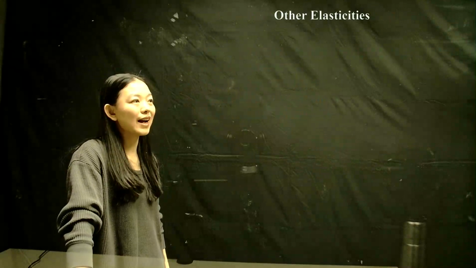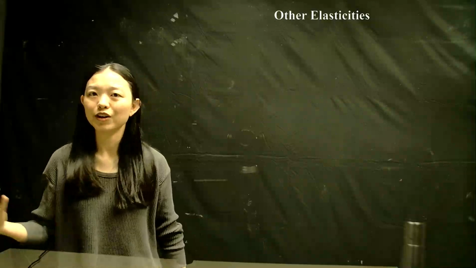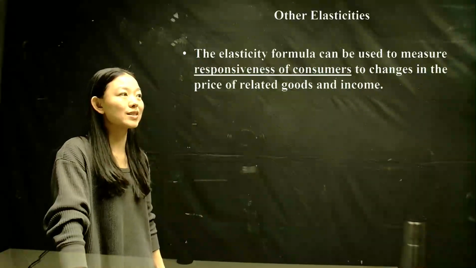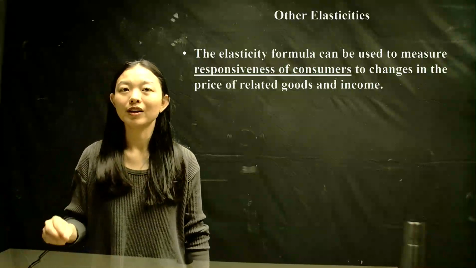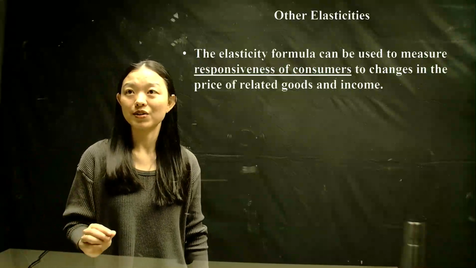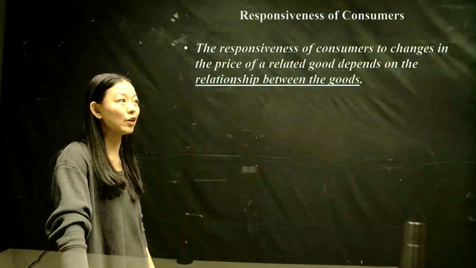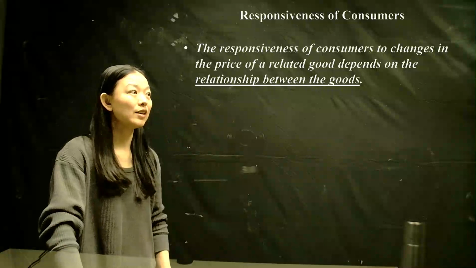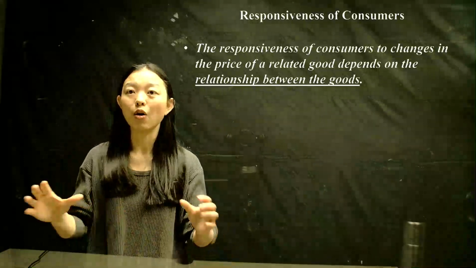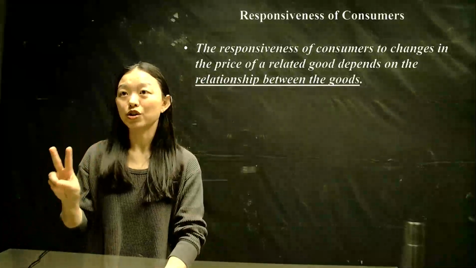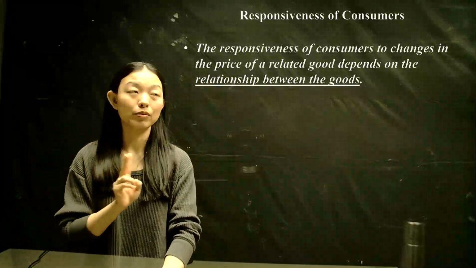So let's look at other price elasticities. We already finished price elasticity of demand, but there are also two important elasticities I hope you can understand. The first one is cross price elasticity, which relates to the prices of related goods. Another one is income elasticity. Let's first begin with cross price elasticity, which depends on the relationship between the goods. Majority of the time we talk about two relationships.